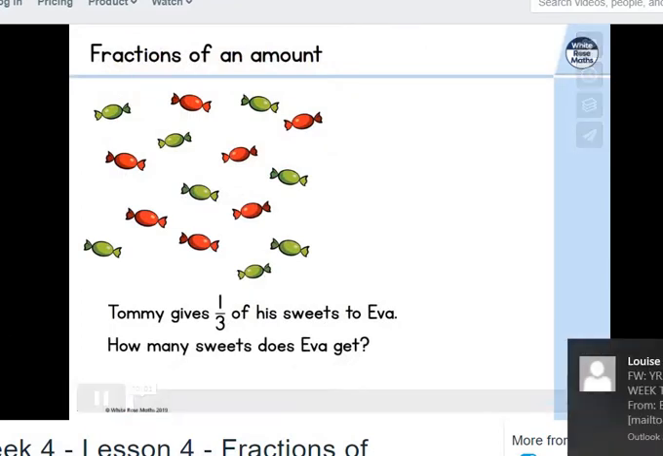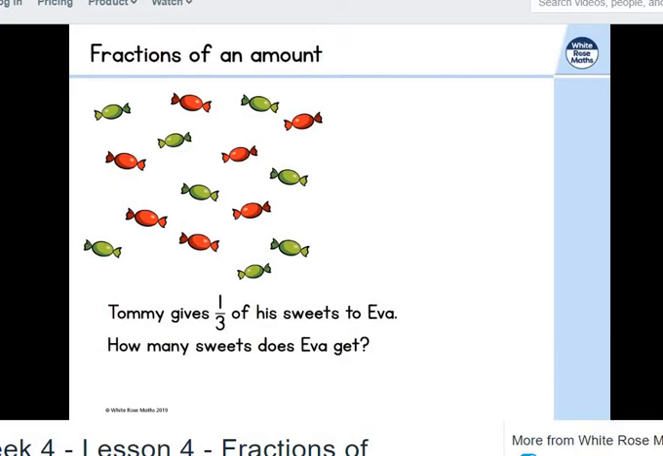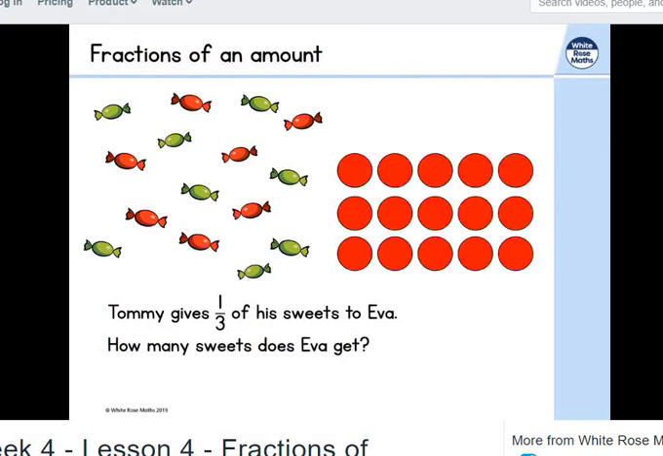Hello there, welcome back. Today we'll look at fractions of an amount, and we're going to start with a story today. So Tommy has got some sweets, and we can see the sweets on the screen here. And Tommy gives a third of his sweets to Eva. How many sweets does Eva get? Well, the sweets are kind of scattered all over the shop, so it might be easier if we pictured the sweets represented by counters. So one sweet is represented by one counter. And a third of them are given to Eva.